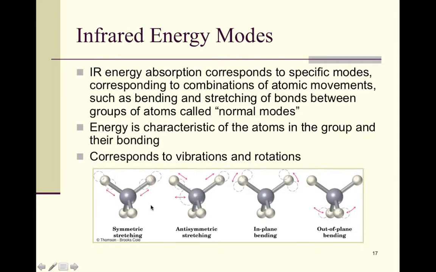The different types of vibrations and bending you will see that allow for the absorbance in IR. Symmetric stretching is when both of these bonds are going out and in at the same time. Asymmetric stretching would be the situation where one side's going out while the other one's going in, and one side's going out while the other one goes in. There's also in-plane bending, where instead of stretching, they're bending back and forth. And we also have out-of-plane bending.